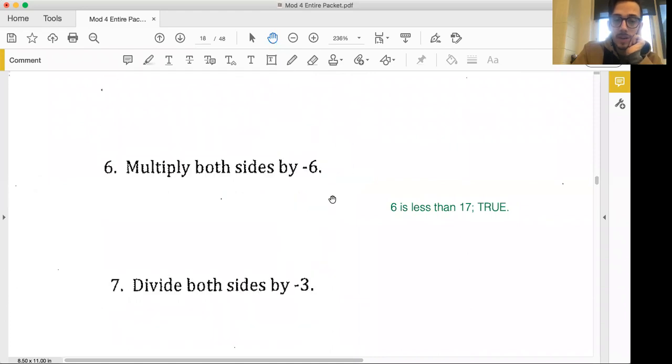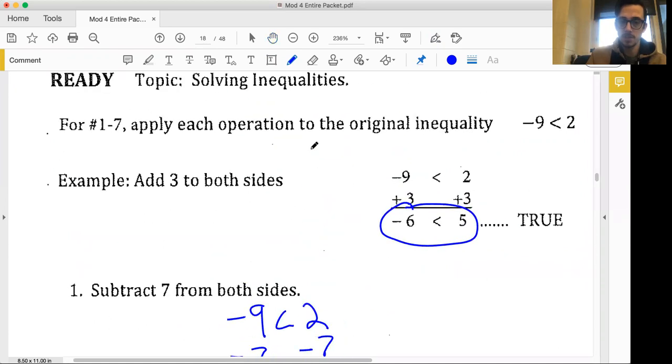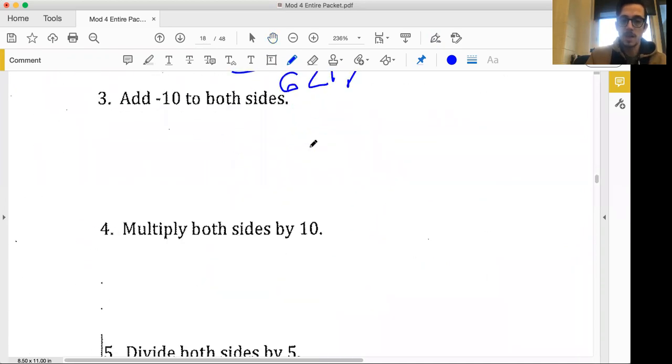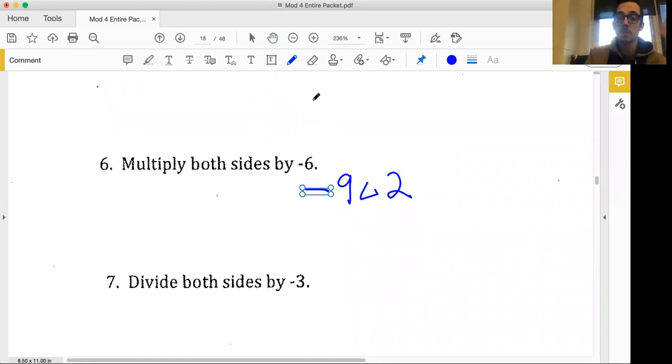I would like to talk about 6 though, multiplying on both sides. So let's break that one down. So we're going to start same song and dance. -9 is less than 2. That was the other side, right? Yep. Okay. And then problem 6 is asking us to multiply both sides by -6. So multiply by -6 here and here.